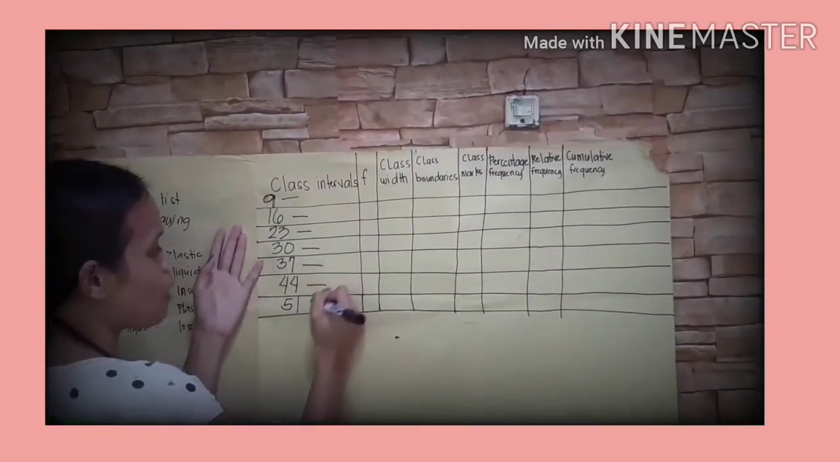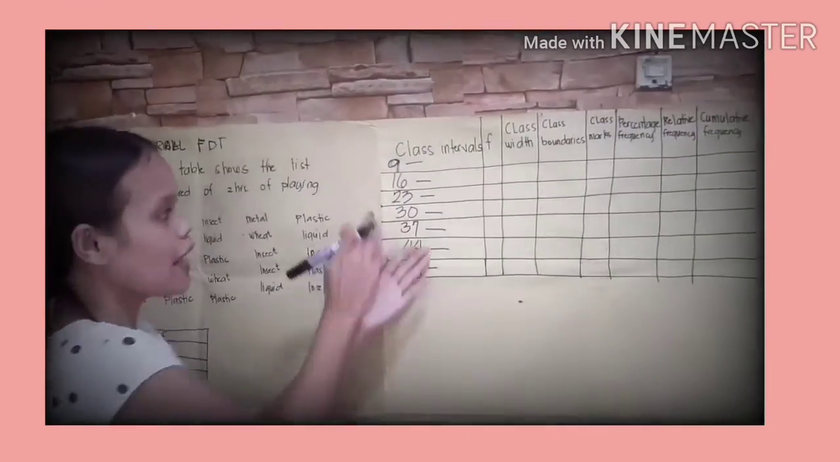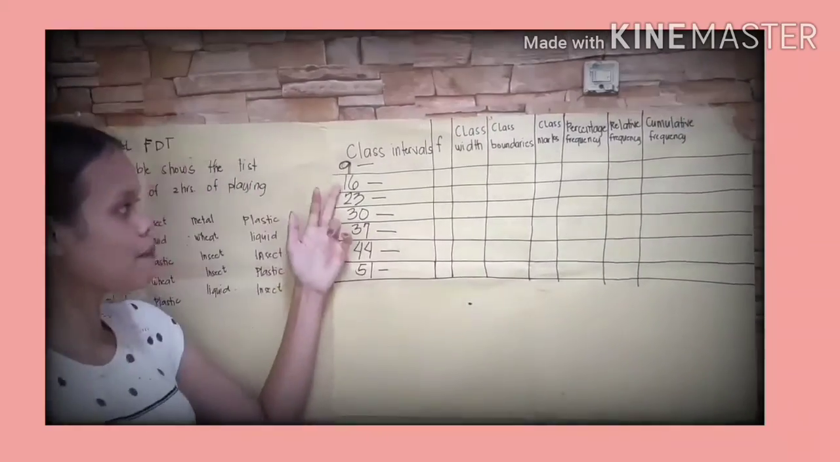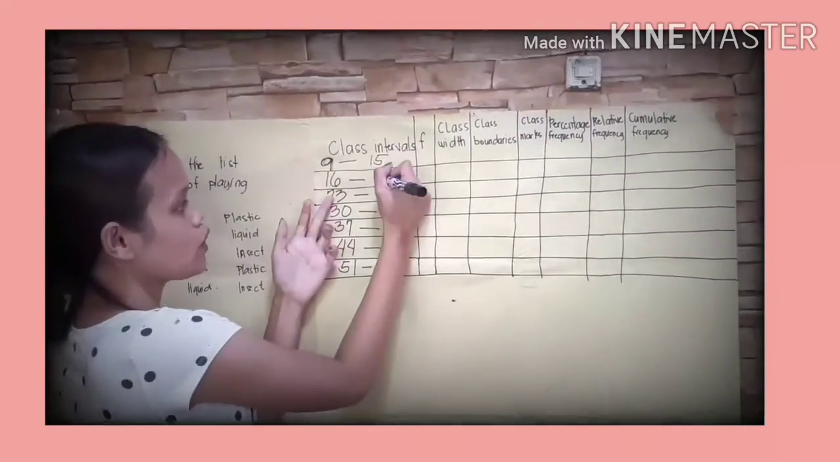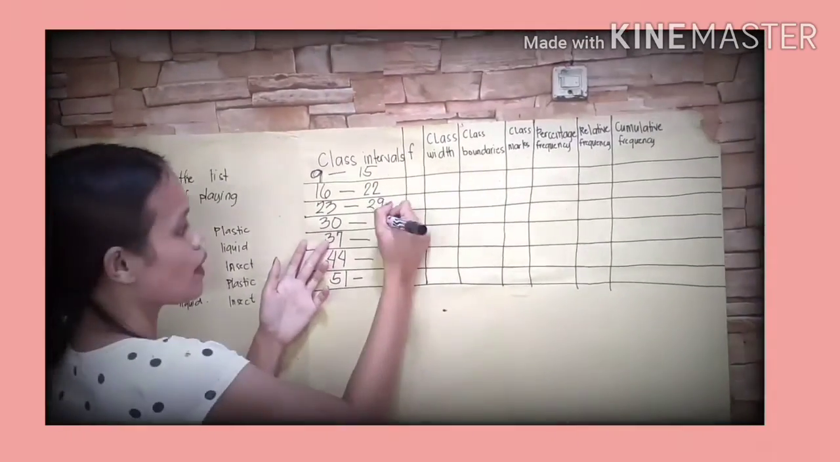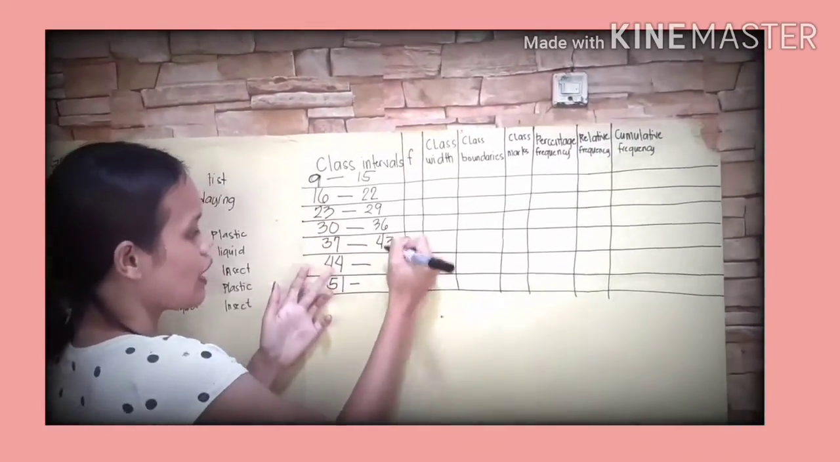So you will be asked how to get the upper limit. You will just subtract 1 from the lower limit here. So 16 minus 1 equals 15. 23 minus 1 equals 22. 30 minus 1 equals 29. And 37 minus 1 is 36. And here is 43. And here is 50.